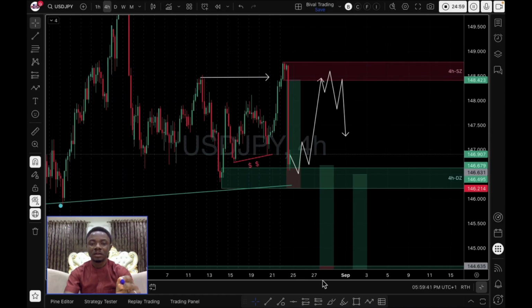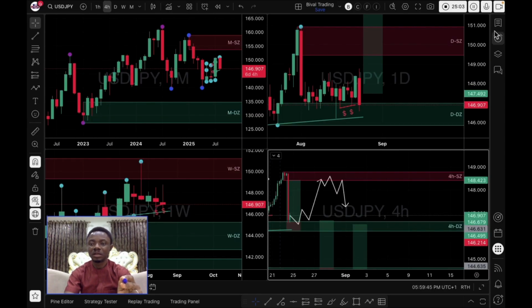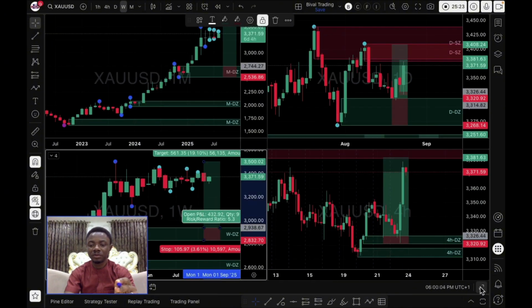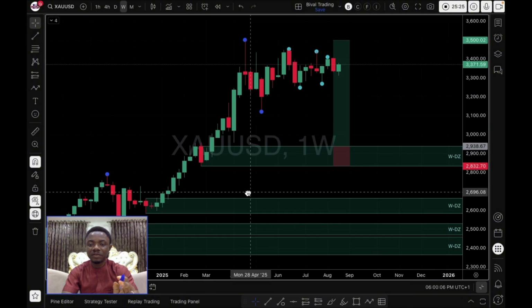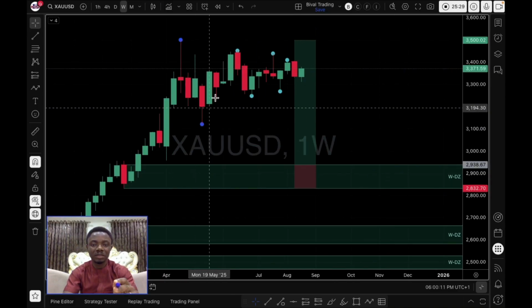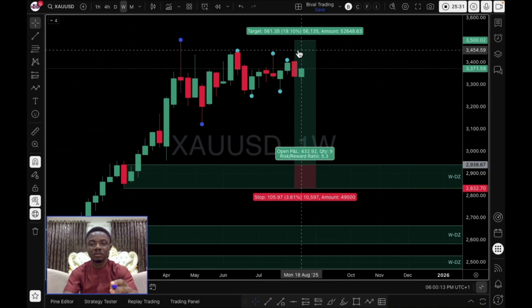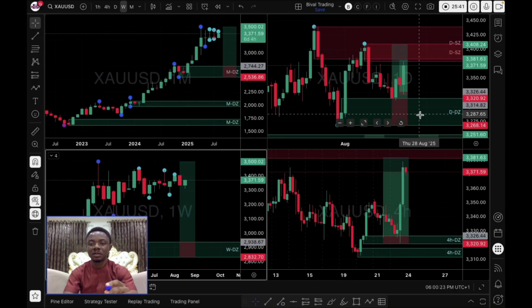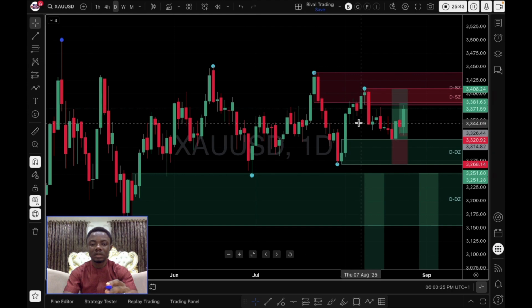All right. Now let's move to the next pair, which is gold. Let's start from the weekly time frame and see what is going on there. Gold on the weekly time frame, I don't really see anything much here. Still normal chart pattern being formed here. Okay. So what we'll simply do here is go down to the daily time frame.